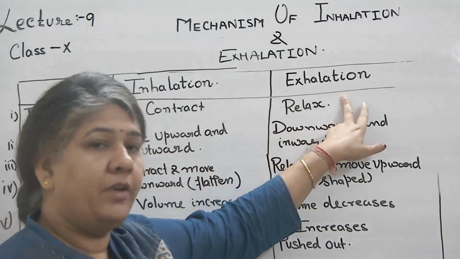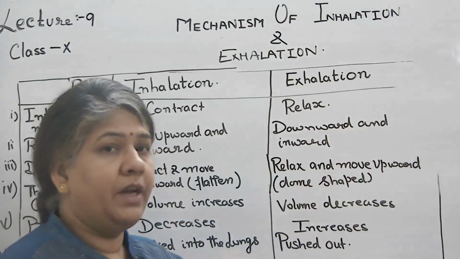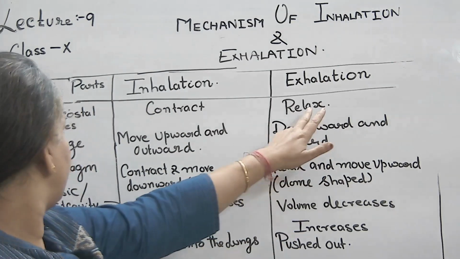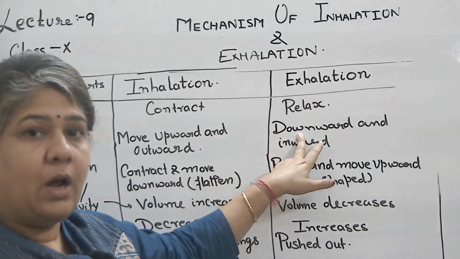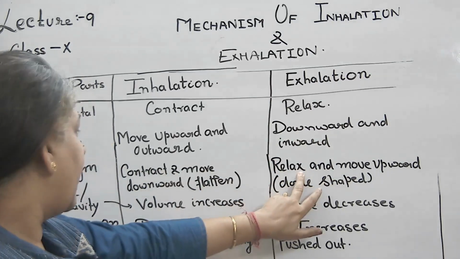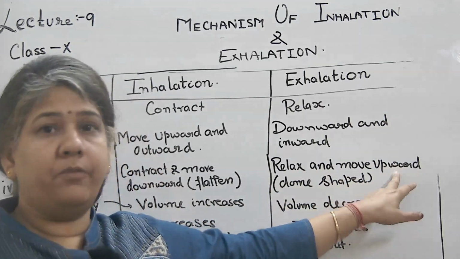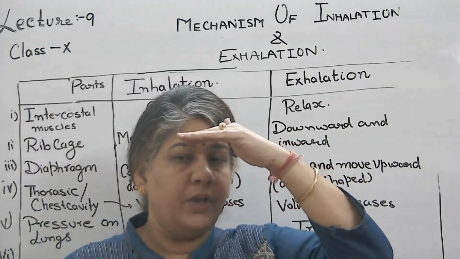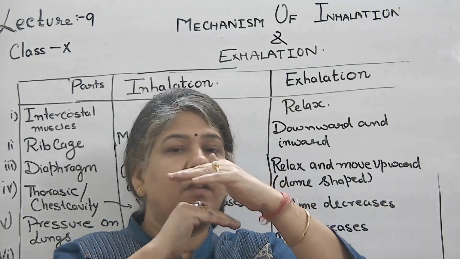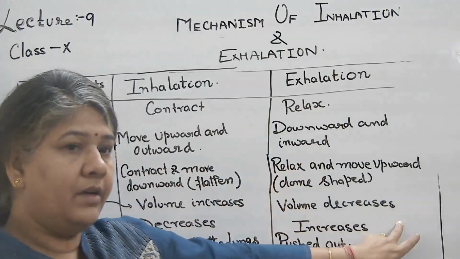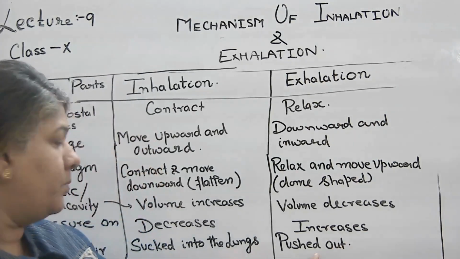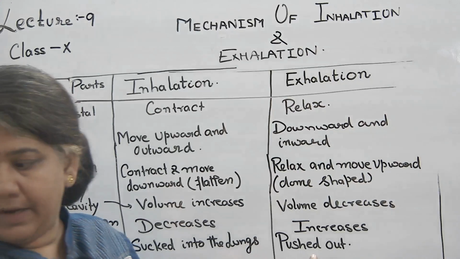During exhalation, when the air is pushed out, these intercostal muscles present between the ribs will relax, thus moving the rib cage downward and inward. Simultaneously, the diaphragm will relax and move upward. So what is happening? The rib cage is moving inward and downward, and the diaphragm is moving upward. So the space is decreased, that is, the volume will decrease, and if the volume decreases, the pressure on the lungs will increase, thus pushing out air from the lungs.